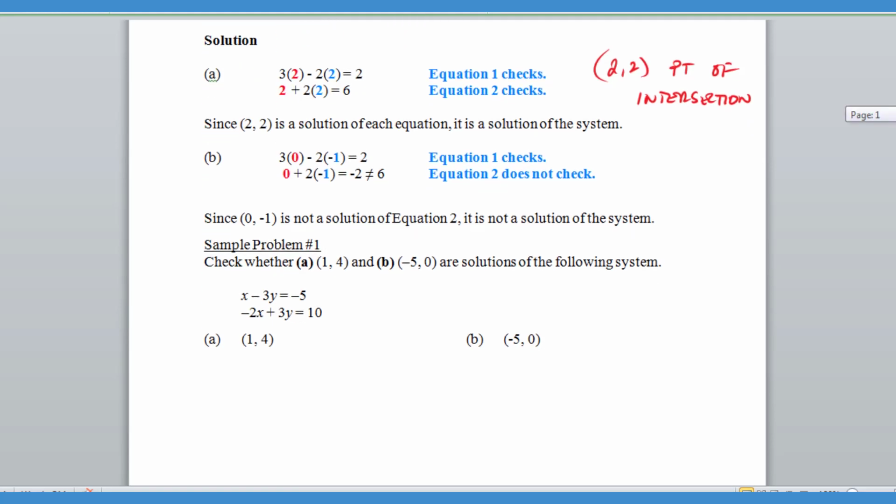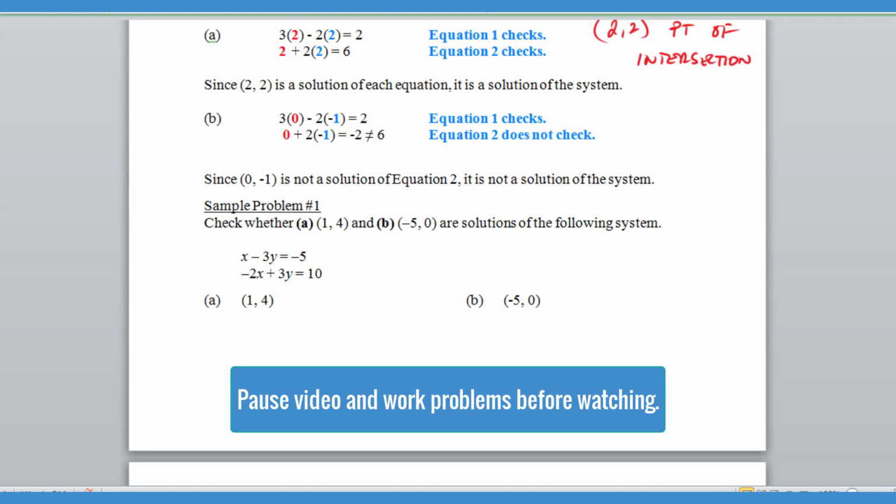Go ahead and take the time right now to pause the video. Sample problem number 1, we're simply asking you to check if those are solutions to the systems of equations. Go ahead and do that at this point.